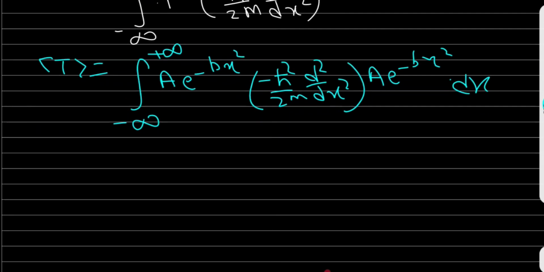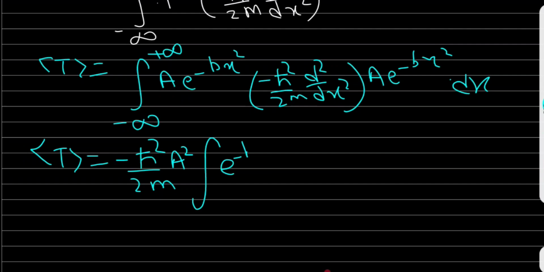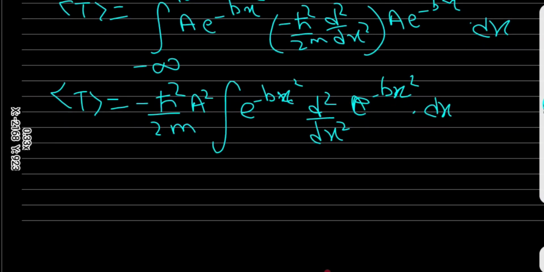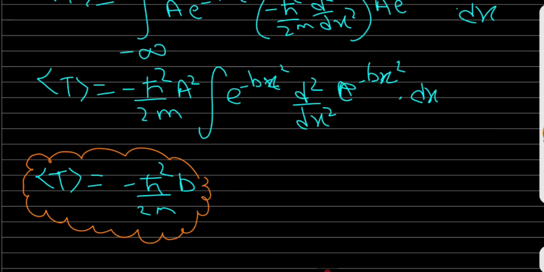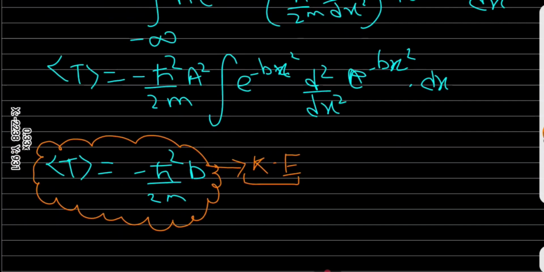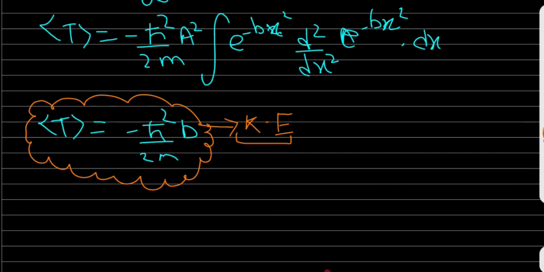Now we take out the constants, so it equals minus h bar square by 2m, A squared, integration of e to the power minus b x square times the double derivative of the wave function, e to the power minus b x square, dx. This is again a Gaussian integral, and if you solve it, you will find that the expectation value of your kinetic energy is going to be h bar square b by 2m. If you want a hint to solve this integral, it's quite easy. You can see the last page of Griffiths, where Gaussian integrals and their solutions are discussed. By seeing this, you can easily solve this integral.